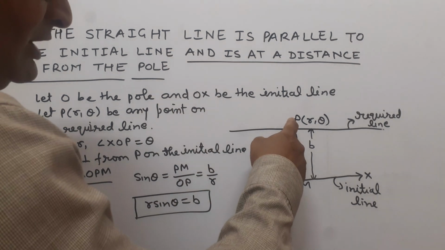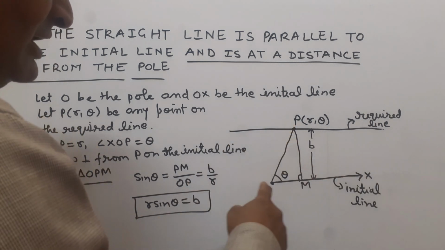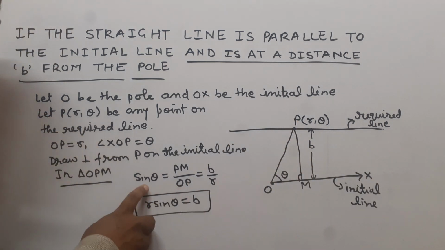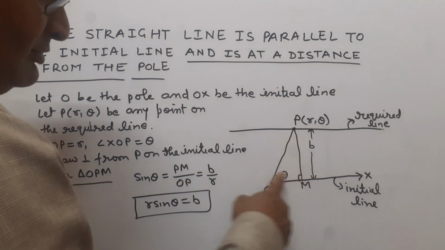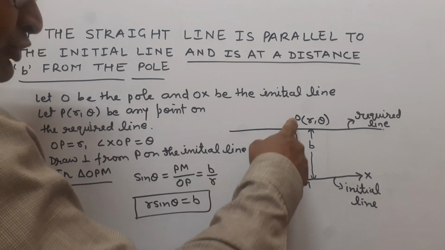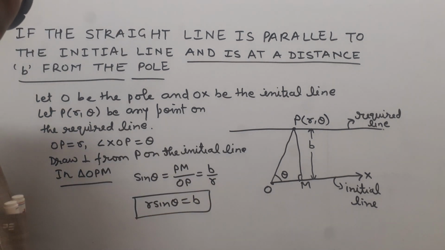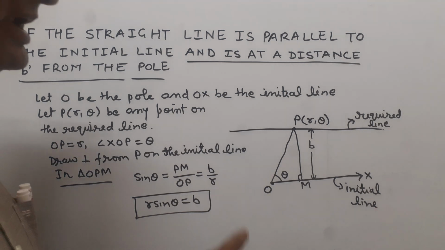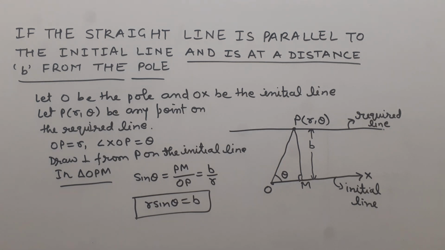So draw perpendicular PM from P on the initial line. In this triangle POM we can see that sine theta is equal to perpendicular upon hypotenuse. Perpendicular is PM here, hypotenuse is OP here, PM is equal to b and OP is equal to small r. So r sine theta is equal to b. This is the polar equation of the straight line which is parallel to the initial line and is at a small b distance from the initial line.